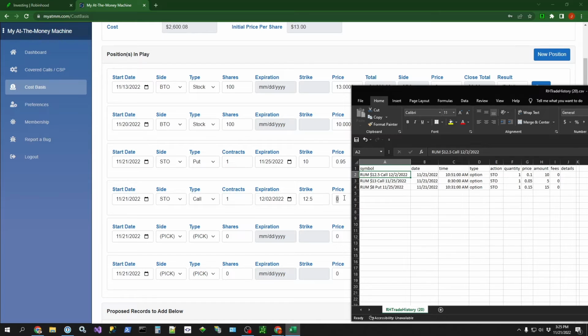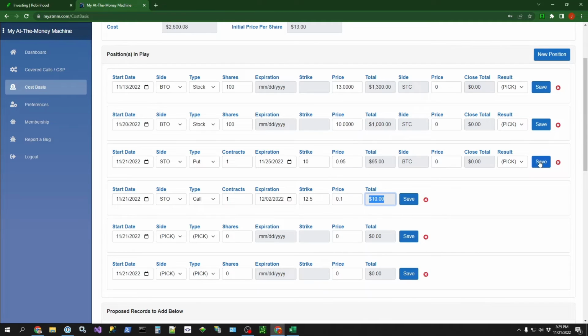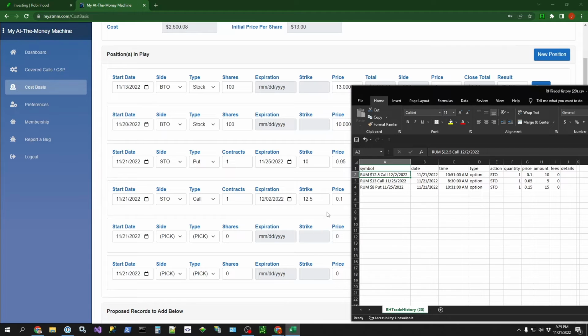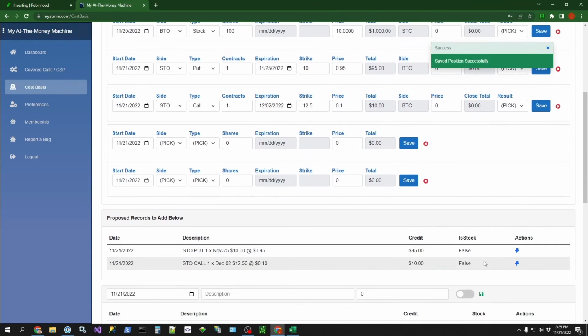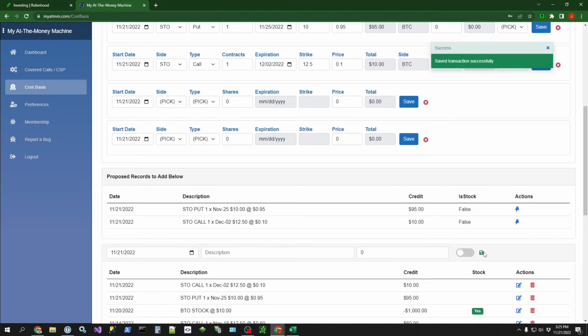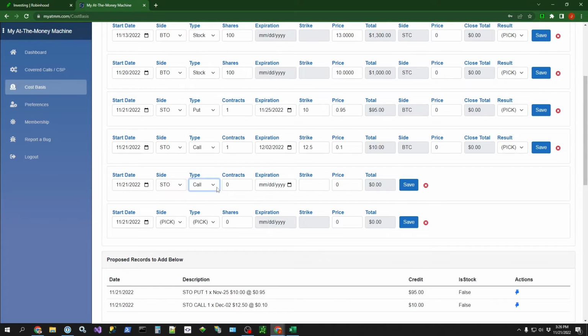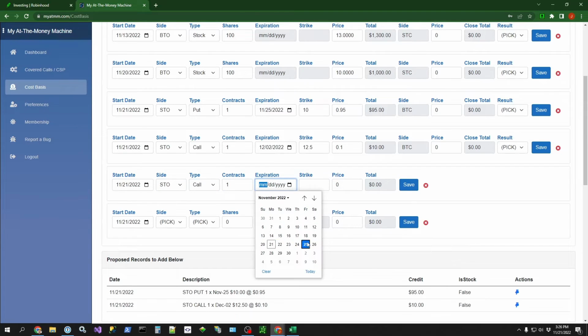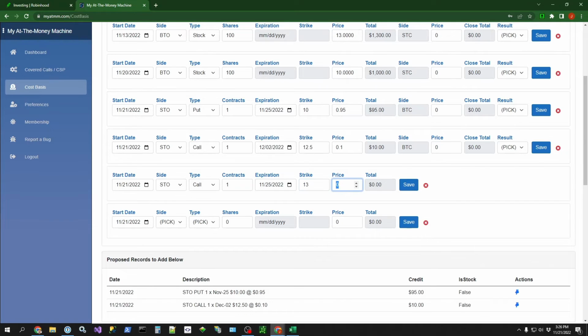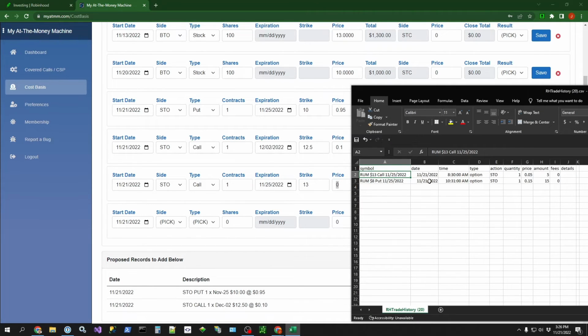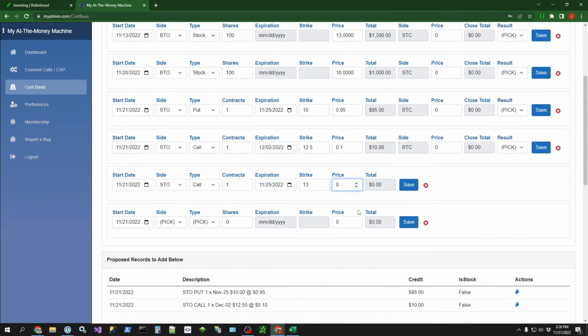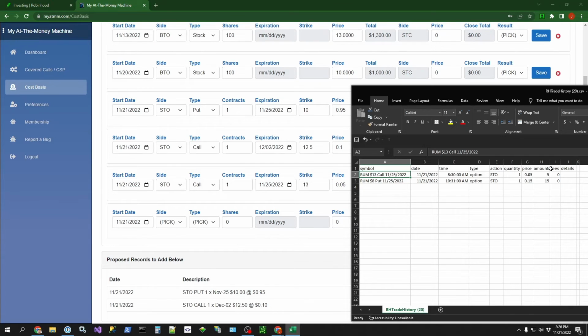All right, so we did it for $10. Double check. Yep. All right, click save there. Move that down, click save. Okay. Got 2 more to go. So this one was a $13 call on the 25th. 25th, $13 call. And let's see here, price 105. So yeah, we got $5 for that one.